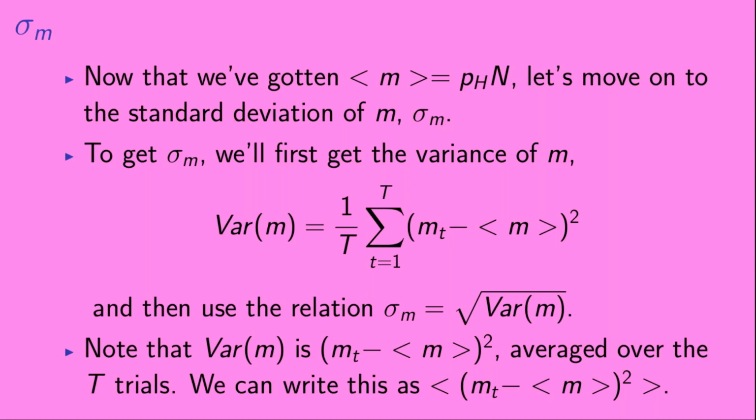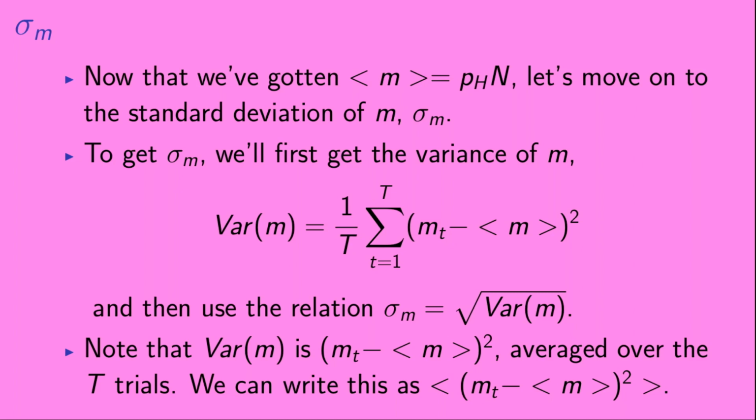Okay, now that we've gotten that the mean value of m is equal to ph times n, let's move on to the standard deviation of m, sigma m. To get sigma m, we'll first get the variance of m, and then we'll use the relation that sigma m is equal to the square root of the variance of m.